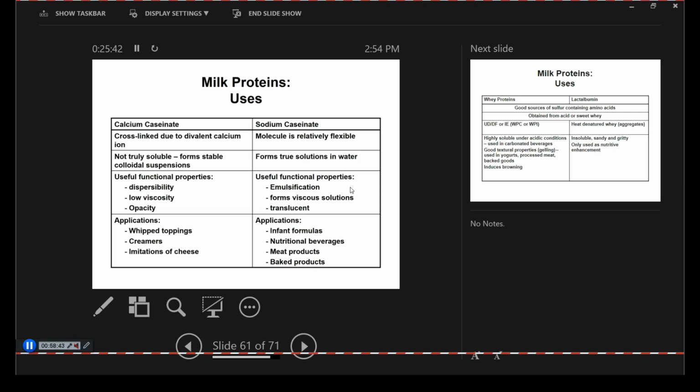you can use it in whipped topping, creamers, imitation cheese, whereas sodium caseinates are formed through solution, so they are soluble, they are great for emulsification, they form viscous solutions, they're translucent, and accordingly they're used in so many different applications: infant formula, beverages because of solubility, meat products and baked products because of their viscosity and emulsification capacity.